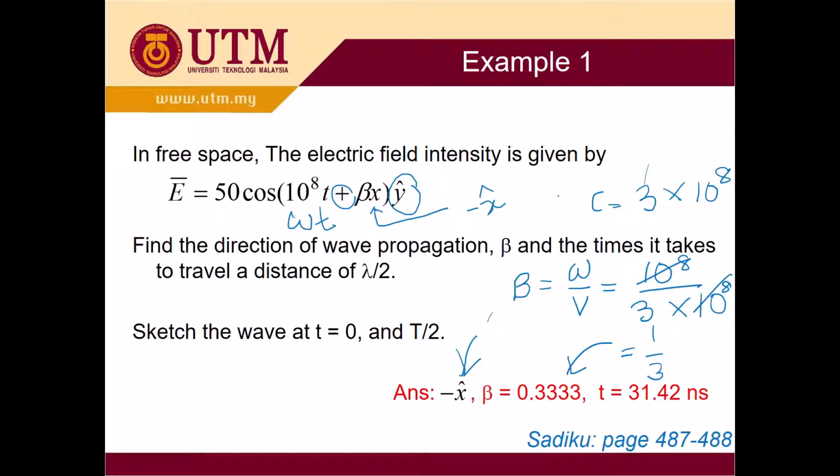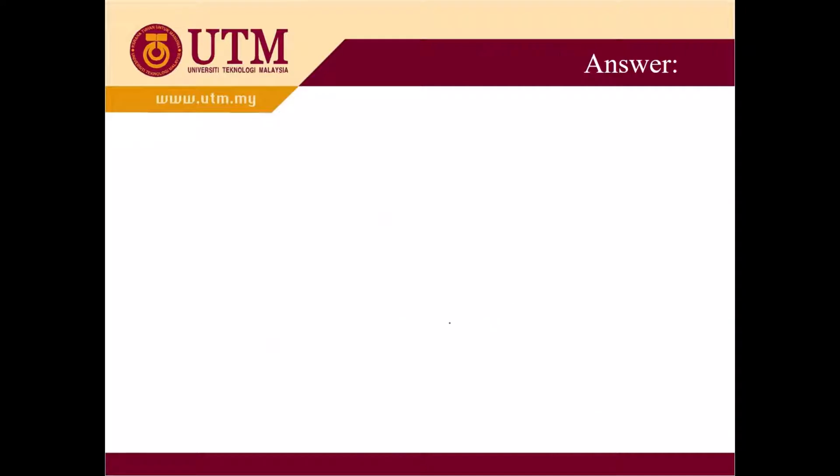Next is the time taken to travel lambda over 2. We want to find the time taken to travel half a wavelength. For the electromagnetic wave, we consider that the wave is in the form of a sinusoid, like this. This is one complete cycle, and this is the lambda. So the half cycle will be lambda over 2.